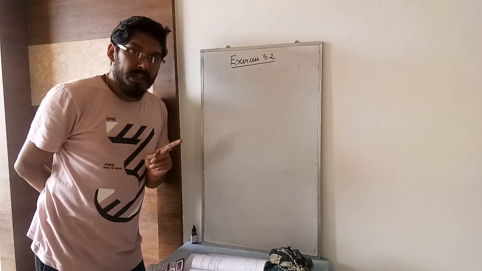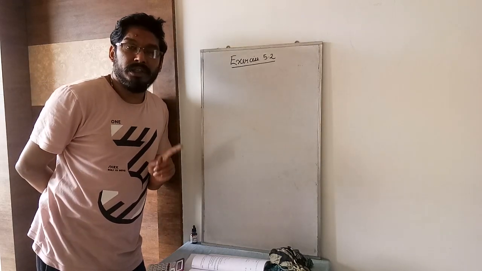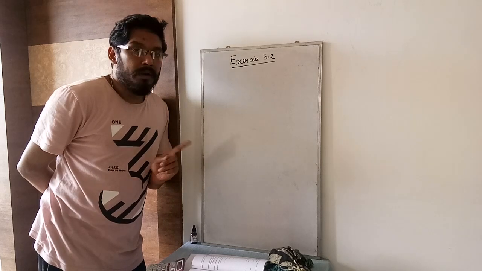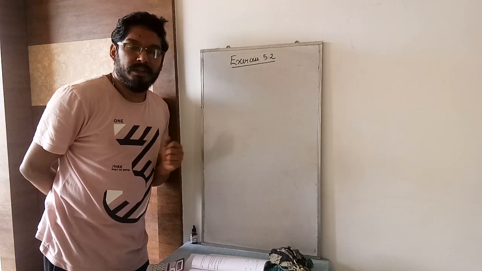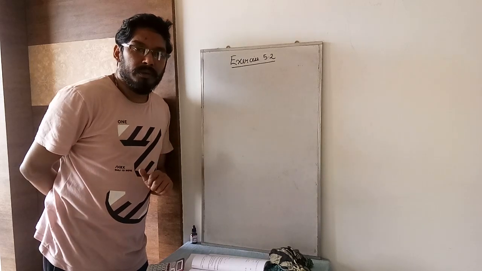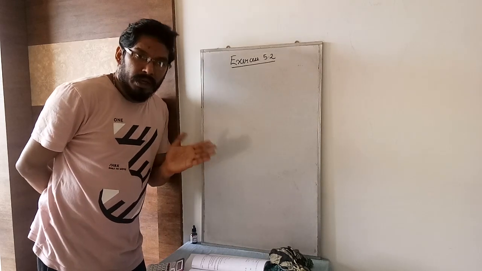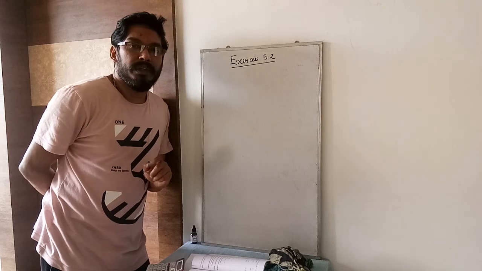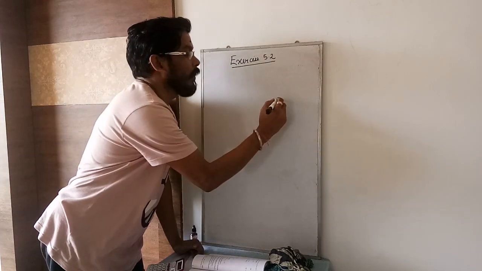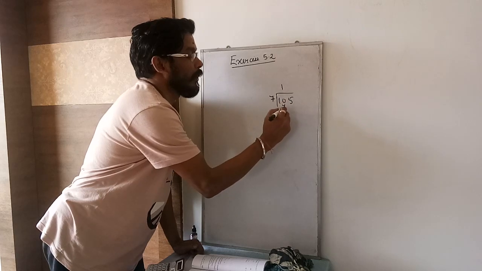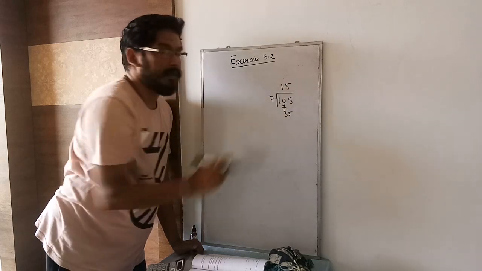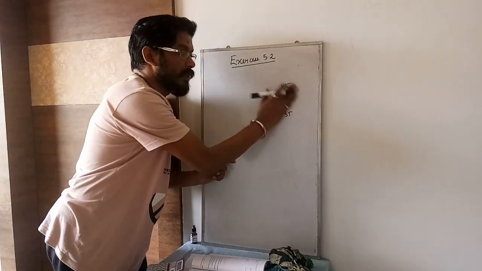So I have to search out the first 3-digit number which is divisible by 7. 100 is not divisible by 7; divide and see, you will get a remainder. 101 also is not divisible by 7. So I just say the first one is 105, because if you divide 105 by 7, you get 15. So this is the first 3-digit number which is divisible by 7.